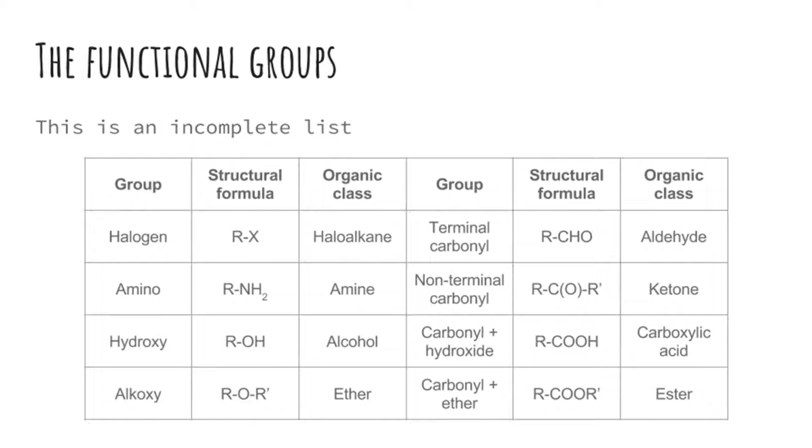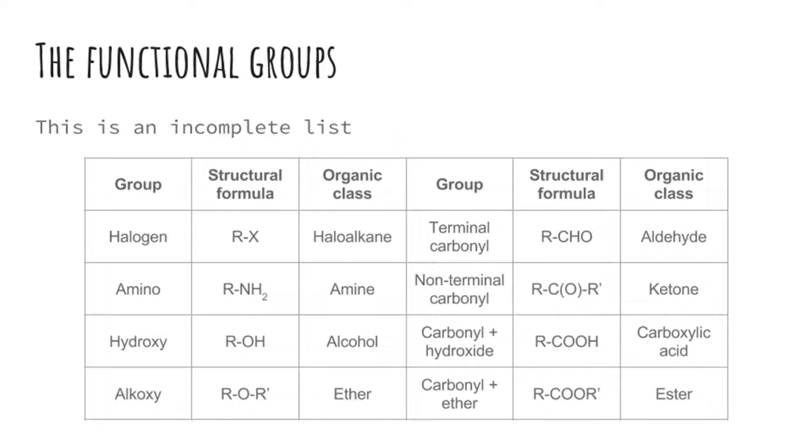This is going in order of priority. From no priority whatsoever are halogens. A haloalkane, that's when you have fluorine, chlorine, bromine, or iodine on your alkane chain. Next up is your amino groups, or your amines. That's when you put an NH2 onto your alkane chain. Then your hydroxy, or alcohols, with an OH group. Your alkoxies, or your ethers, when you have two alkane chains joined by an oxygen atom.